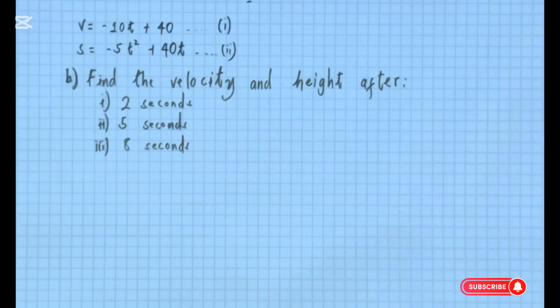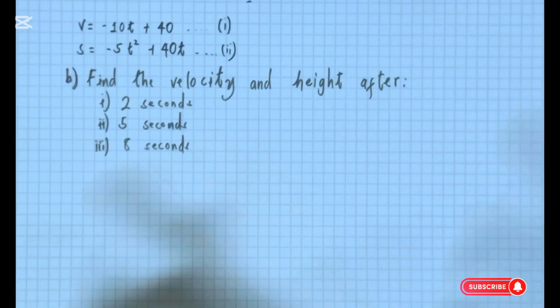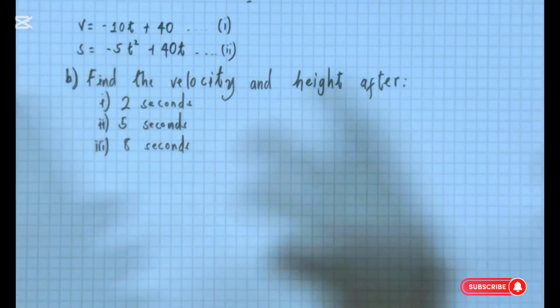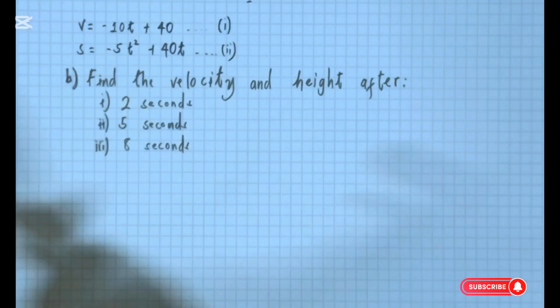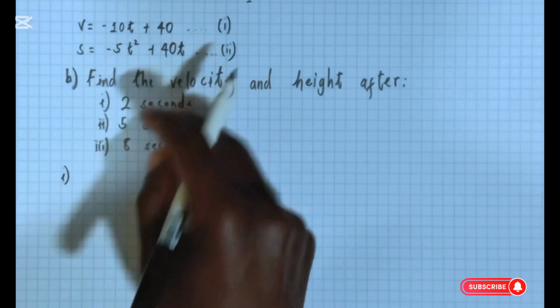And I also hope that you have your calculator, because this is going to be all issues of substitution, direct substitution into the equation. So for the velocity at Roman 1, at 2 seconds.